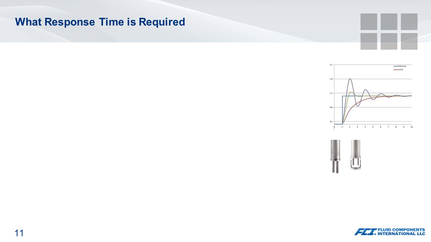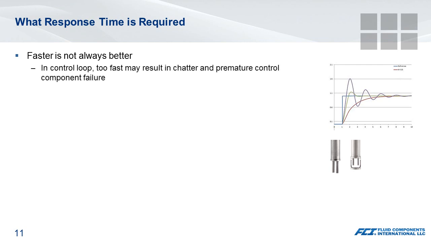Response time is another essential that doesn't always come to the forefront, and faster response time does not always equate to better. In a control loop, too fast a response can result in chatter and control components operating too frequently and leading to premature failure. And conversely, if the response time is too slow in a control loop, then the response is going to lag and you'll never get the control that you're desiring.